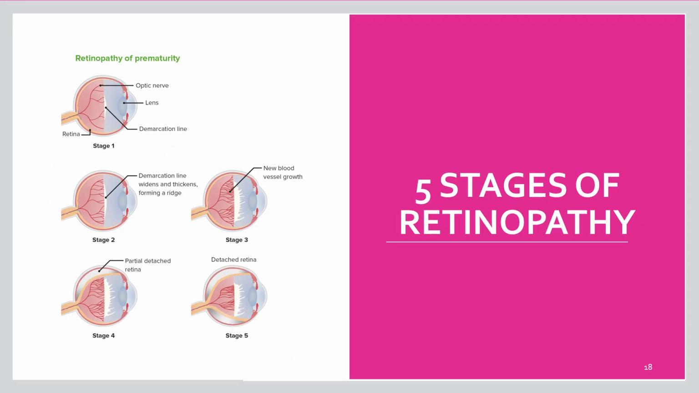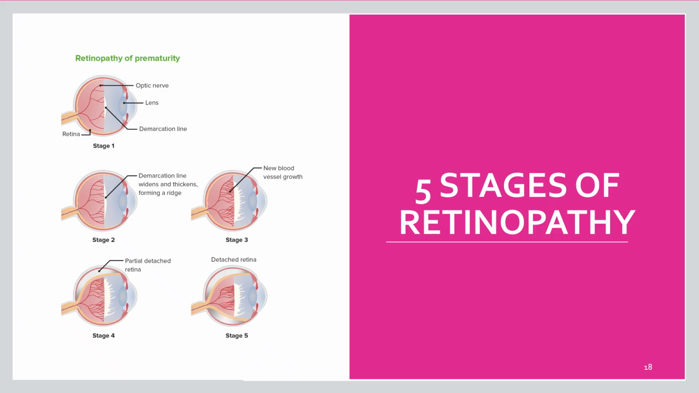So here are the 5 stages of retinopathy. You can see retinopathy one here. Stage 1, optic nerve is here. This is the lens, and demarcation of the line here. So this is the retina. And in stage 2, you can see the demarcation line widens and thickens, forming a ridge kind of appearance here. In stage 3, new blood vessels grow. So you can see more blood vessel growth here, but this area is more widened now.